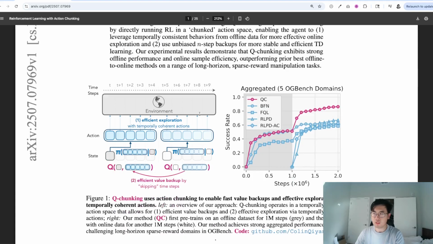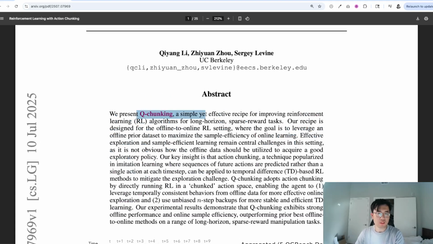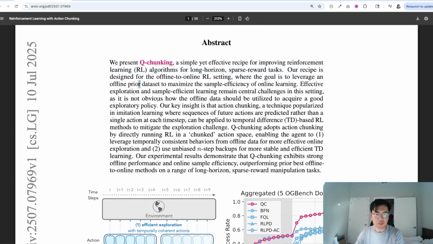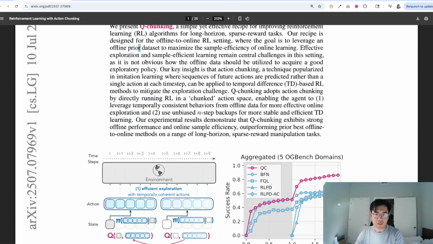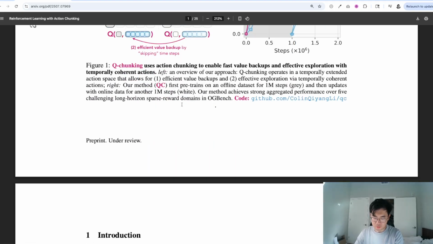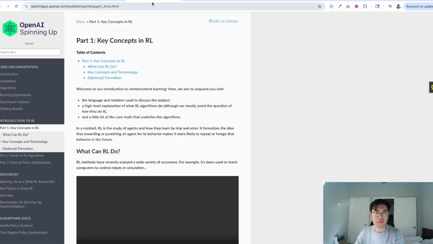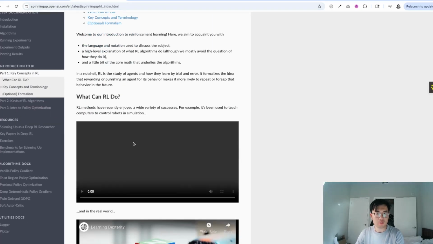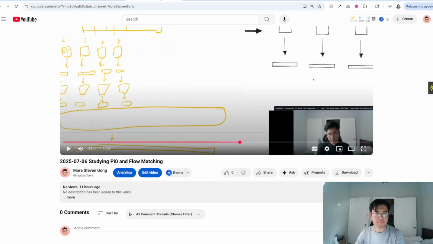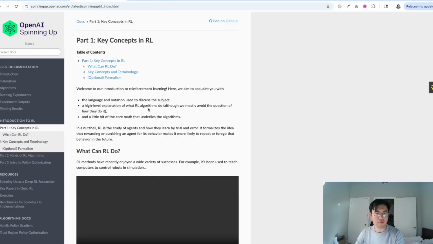But anyways, so we present Q chunking, a simple yet effective recipe for improving RL, right? So I guess it builds on top of Q learning, and we first should understand Q learning. What is the update for Q learning, right? I'm going to do that in a bit. I guess we should go through Spinning Up and read this.